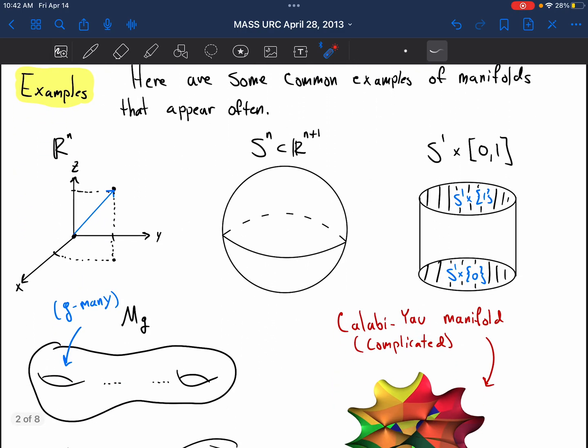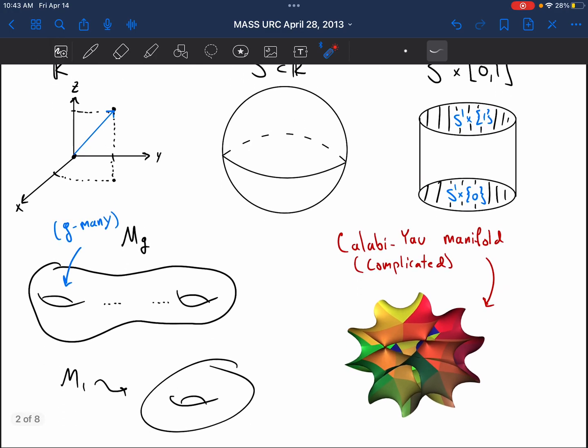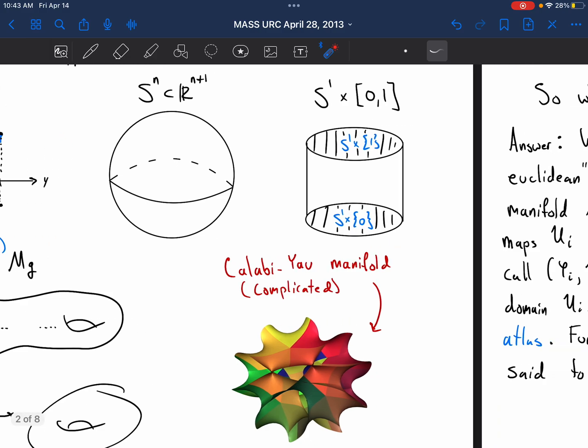Common spaces that do this are R^n itself, the sphere, and the cylinder. Obviously the cylinder is a manifold because every slice is homeomorphic to S^1, which is a manifold. Then there's M_g, which is the genus g surface. So for example, M_1 is the torus, M_2 is the 2-torus, and so on. And there are more complicated ones like Calabi-Yau manifolds that appear in algebraic geometry, and if you study characteristic classes in K-theory. I won't get into that now, but they exist.